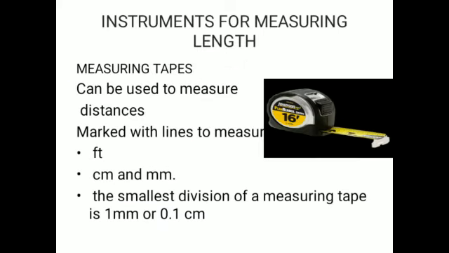Now what about the instruments? This is all about smaller and larger units. What about instruments? Have you seen this measuring tape, or the common tape which is used by tailors? These measuring instruments are used to measure distances. Lines are marked on it showing feet, centimeters and millimeters. And the smallest division of this measuring tape is 1 millimeter or 0.1 centimeter.